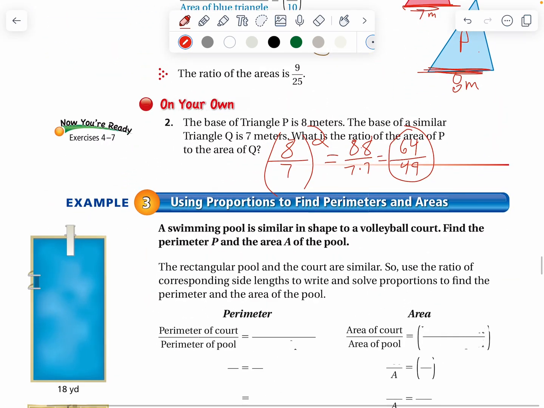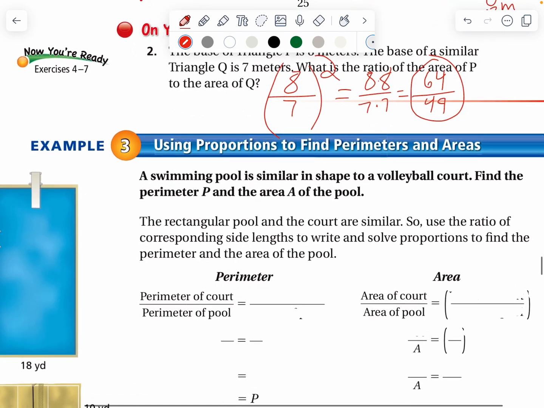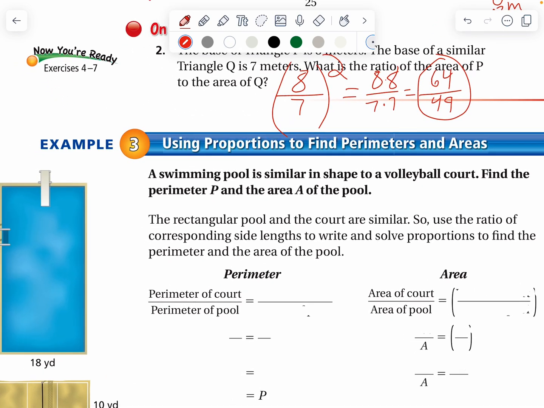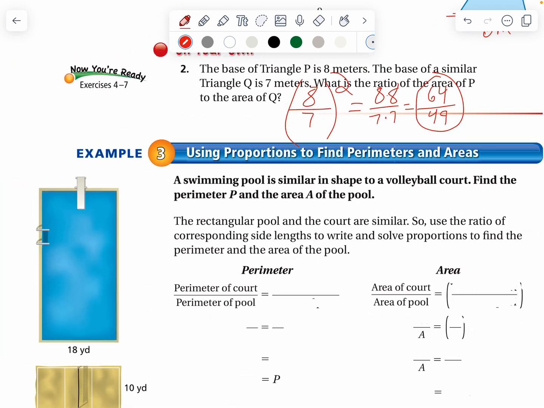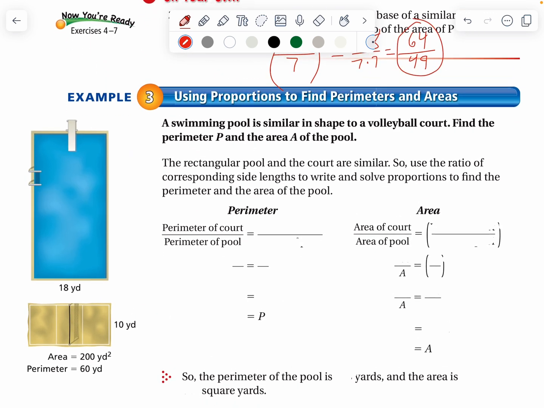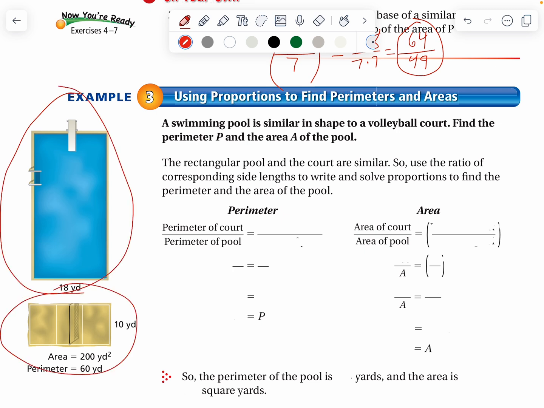All right, let's get to a little tougher one. Example 3. Using proportions to find perimeters and areas. Here in our example, we have a swimming pool and a tennis court. The swimming pool is right here. The tennis court is right here, okay? Now, the swimming pool is similar in shape to the volleyball court. They're similar, they're both rectangles.